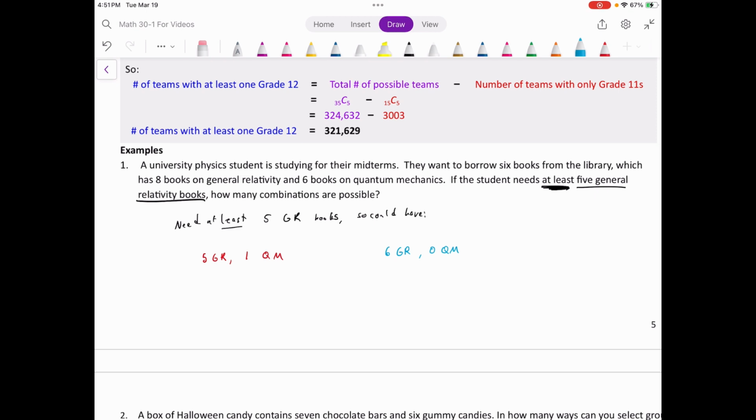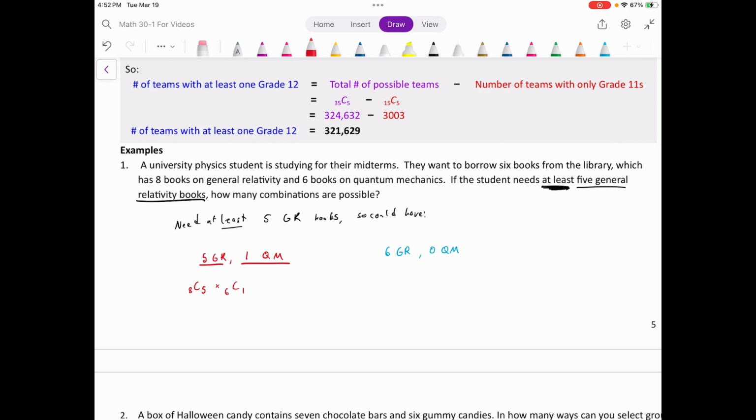Okay, so how many ways are there to do this, right? Well, there are 8 general relativity books. So how many ways are there to choose 5 of them? Well, 8 choose 5, right? That's our general relativity. And then how many ways are there to choose 1 quantum mechanics book? Well, there are 6 quantum mechanics books, so there's 6 different ways to choose 1 of them. And we multiply those together, right? So we have 8 choose 5 times 6 choose 1, and that's the total number of ways there are to choose 5 from 8 options and 1 from 6 options, right? To do both of those things.